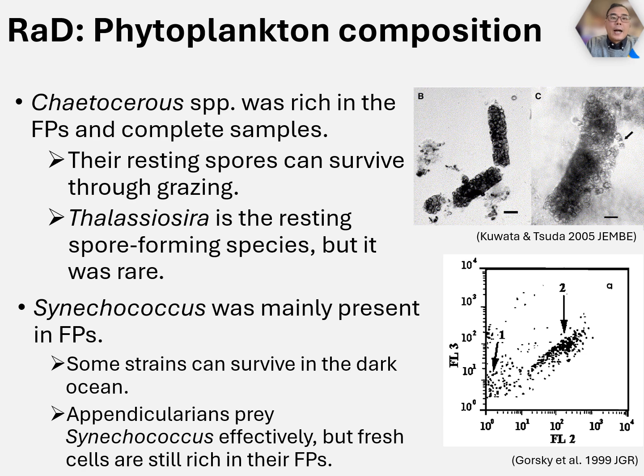On the other hand, how Synechococcus survives the grazing was not clear so far. But a previous study by Gorsky showed that living Synechococcus was observed in the appendicularian fecal pellet. So Synechococcus may have biological properties against zooplankton grazing, and they contribute to the downward carbon flux only when they are preyed on by zooplankton.